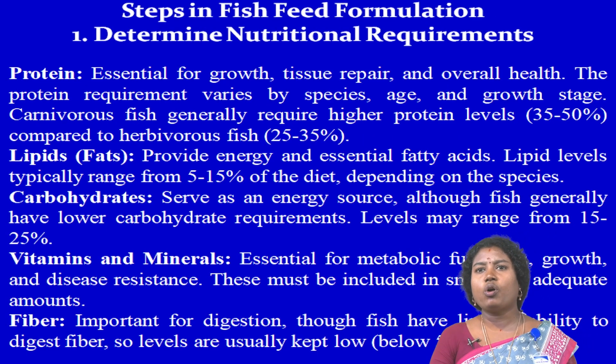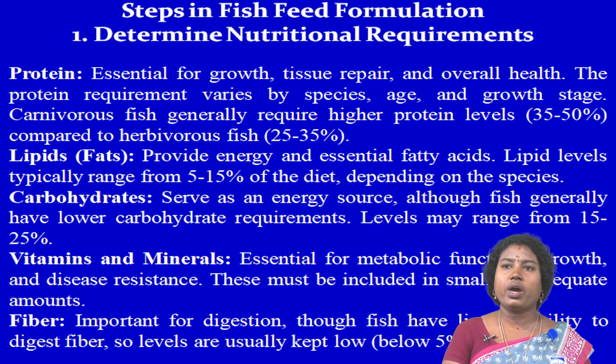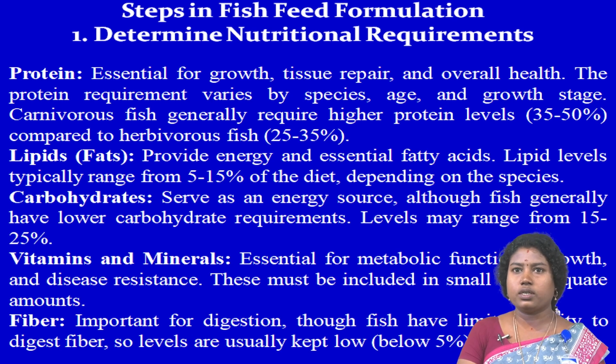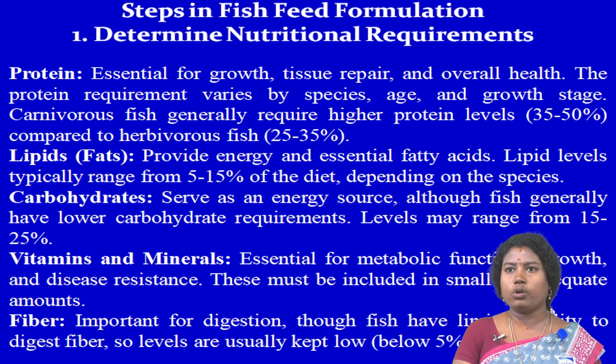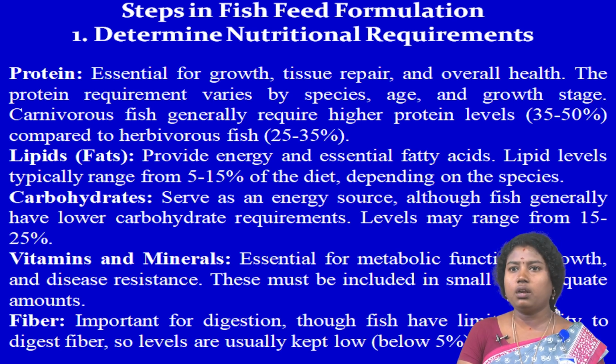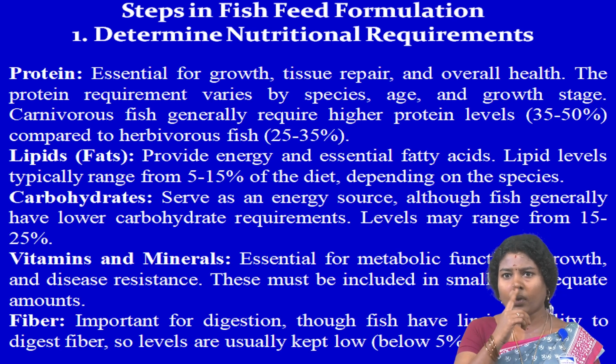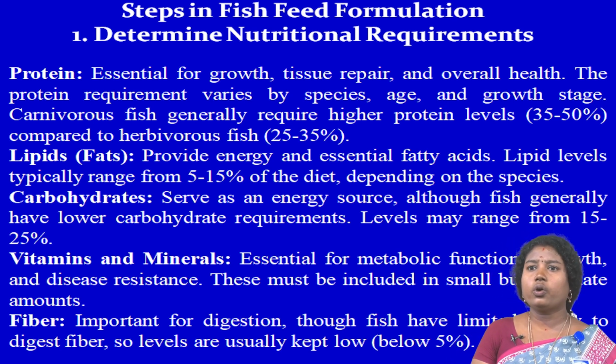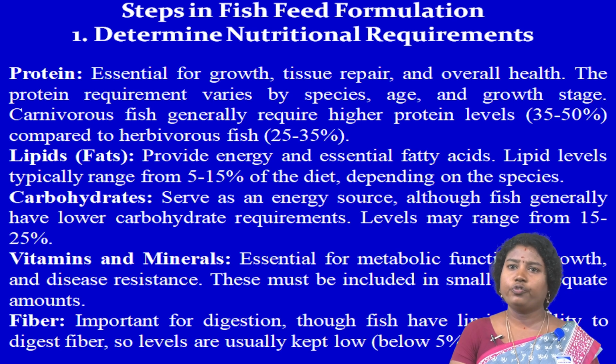Steps in fish feed formulation. The first step is to determine nutritional requirements. Nutrition requires a combination of protein, lipid, carbohydrate, fiber, vitamins, and minerals. Protein is essential for growth, tissue repair, and overall health. The protein requirement varies by species, age, and growth stage. Carnivorous fish generally require high protein levels, 35 to 50%, compared to herbivorous fish, 25 to 35%.